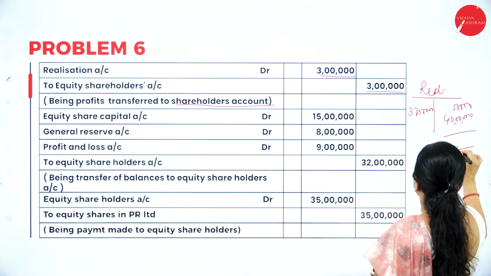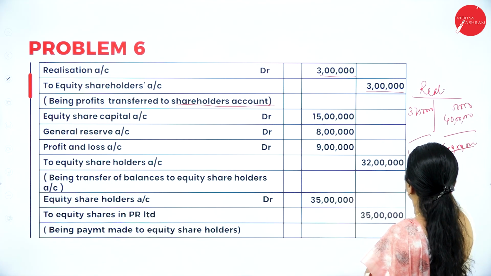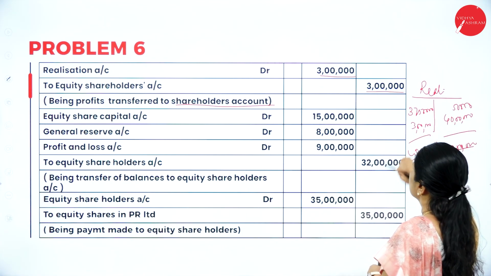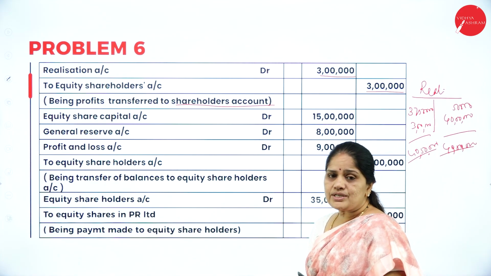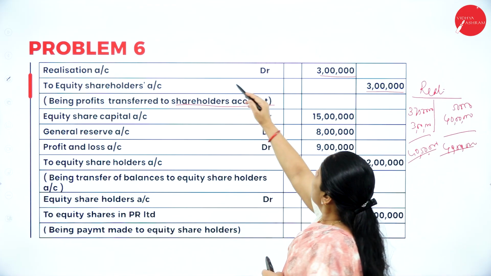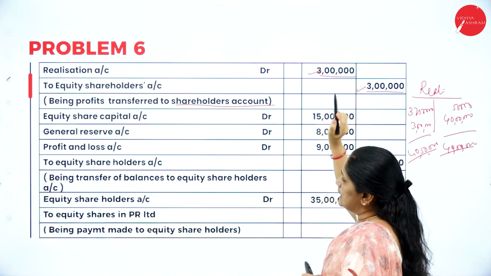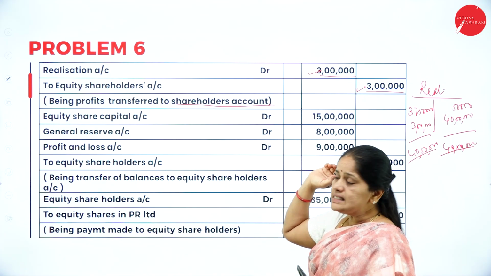So total will be 40 lakhs 50,000. Here also it will be 40 lakhs 50,000. The difference of 3 lakhs, that is the profit on realization, that should be transferred to equity shareholders account. So realization account debtor 3 lakhs to equity shareholders account 3 lakhs, being profit transferred to equity shareholders account.